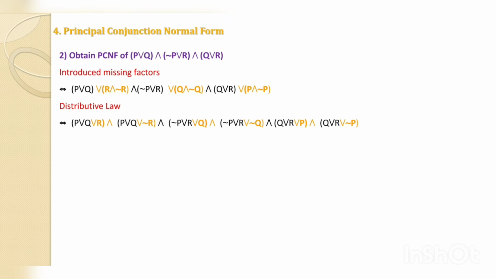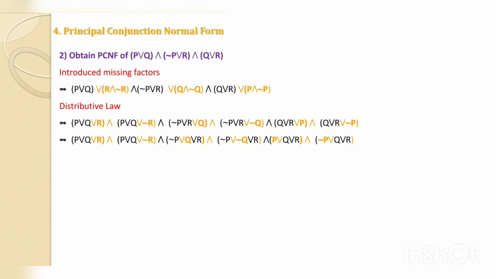If we arrange all this in the sequence of P, Q and R, then it is logically equivalent to (P or Q or R) and (P or Q or not R) and (not P or Q or R) and (not P or not Q or R) and (P or Q or R) and (not P or Q or R).